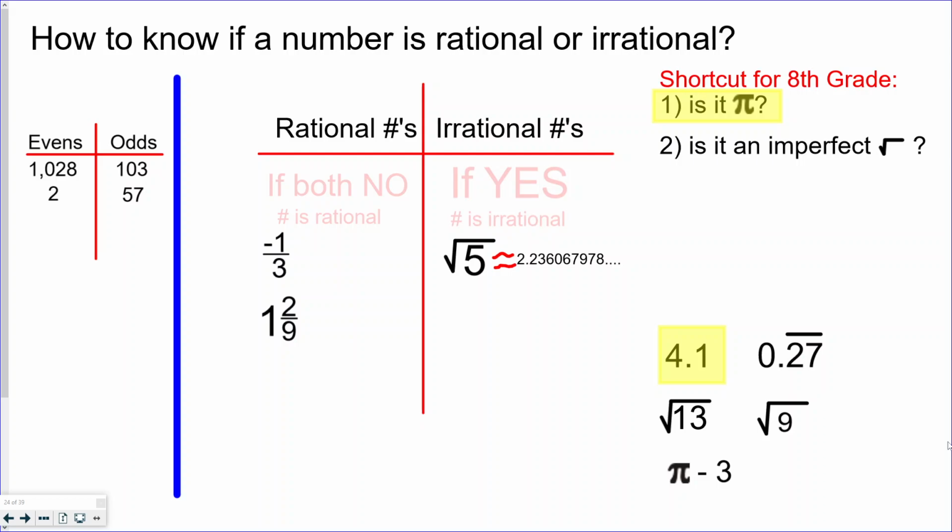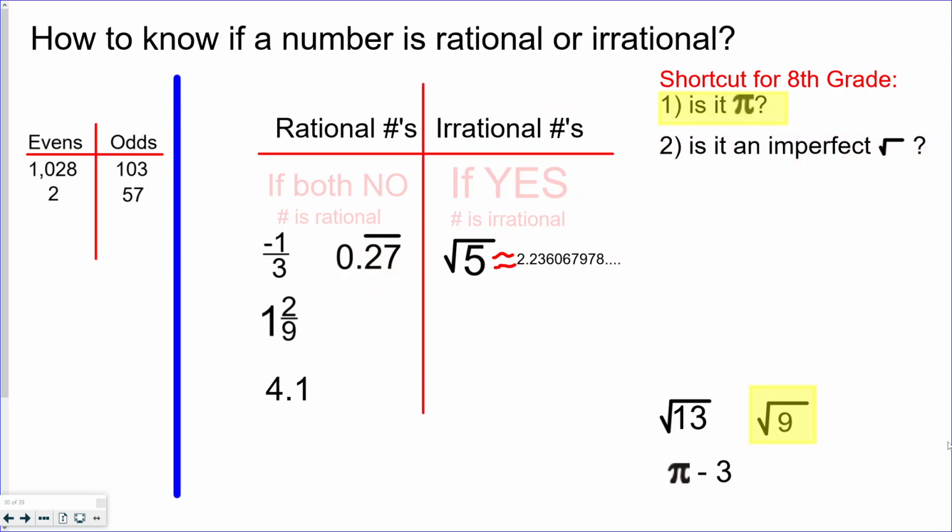How about 4 1/10? It's not pi. Is it an imperfect square root? No, there's no square root sign. Slide it over to rational. A repeating decimal. I don't see pi. It's not got a square root sign on it. Make it rational.